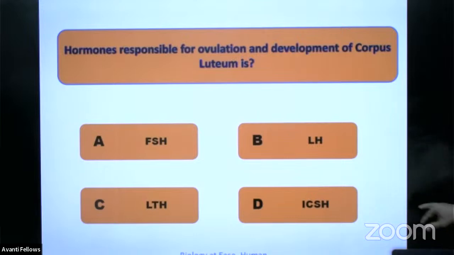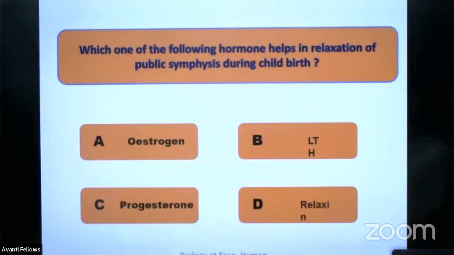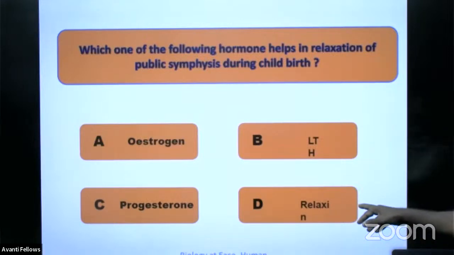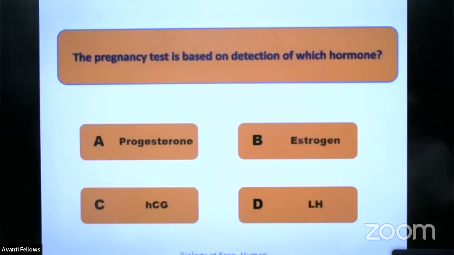Then come to the next question, question number 28. Which of the following hormones helps in relaxation of the pubic symphysis during childbirth? Here, all of you know, after getting the signal, the placenta produces the relaxing hormone, and this relaxing hormone separates the pubic bones and produces the birth canal to take the child out. So the correct answer is option D, that is relaxin only.